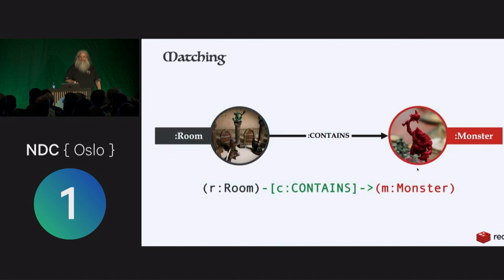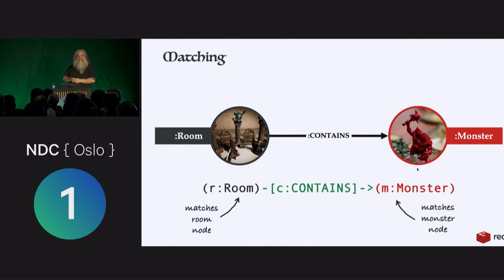If we zoom in on that, we've got this, the room contains a monster, right? That matches a room node. Colon room means match any node in the graph that has a label of room. The R means assign it to the variable R, so I can use it later in my query. The parentheses make it a node. And so it's like round, right? It's like I drew a circle around it.